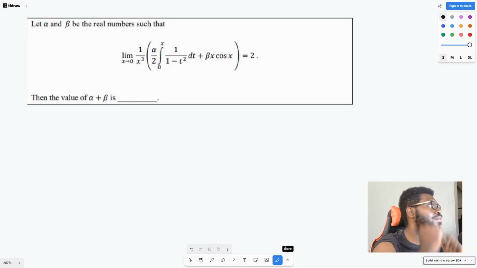Today we're going to be covering an interesting and honestly a bit of a complicated problem. We're looking for the value of alpha plus beta given that alpha and beta are real numbers such that the limit as x approaches 0 of 1 over x cubed of alpha over 2 of the integral from 0 to x of 1 over 1 minus t squared dt plus beta x cosine x is equal to 2.